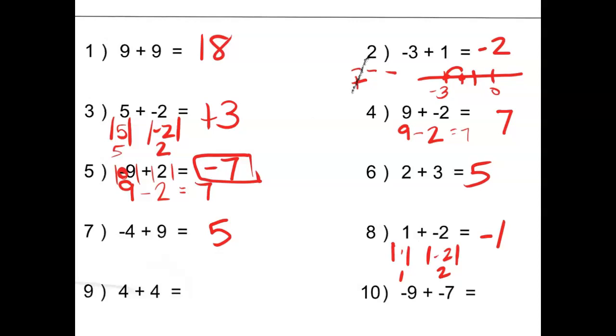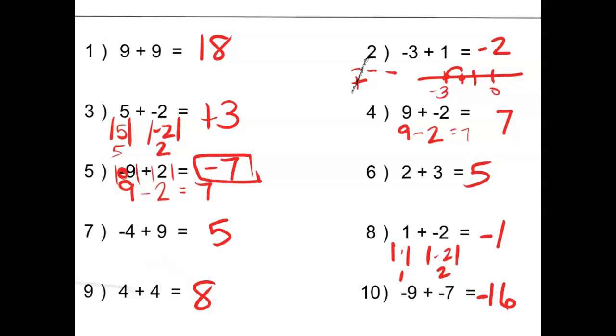Okay, 4 plus 4, they're both positive, so it's just 8. And then if you look at this one, -9 plus -7, these signs are the same. So we just add the 9 and the 7 together, which is 16, and you keep the sign the same because they're both negative. So now you have used the model method, you have used the number line, or you can look at those rules to help you figure out the answers.